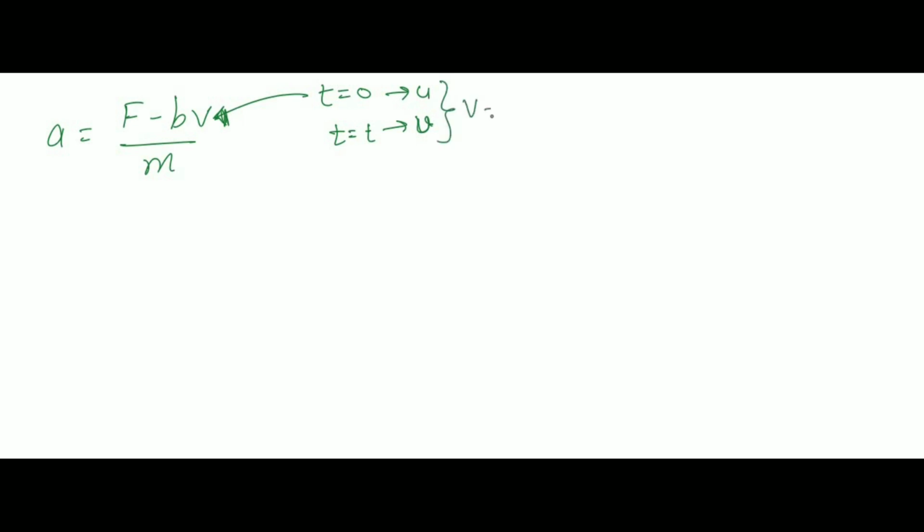So here, v is a variable. If velocity is a variable, then in this whole function (F minus bv) by m, F is a constant, b is constant, mass is constant, but the velocity is varying. This implies that the acceleration is a variable one here. Acceleration is not a constant. If acceleration was constant, then we could simply use the Newton's equations of motion. Here the velocity is variable, which implies that the acceleration is variable.